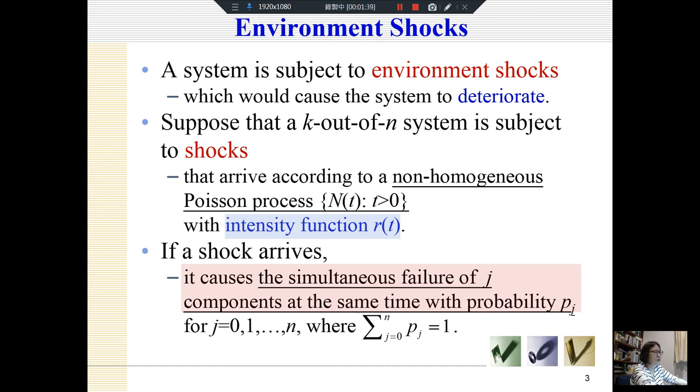This slide talks about environment shock in our paper. A system is subject to environment shock, which would cause the system to deteriorate. Suppose that the K-out-of-N system is subject to shocks arriving according to a non-homogeneous Poisson process N(t), t greater than or equal to 0, with intensity function r(t). If a shock arrives, it causes a simultaneous failure of j components at the same time with probability pj, for j from 0 to N, and the sum of pj is equal to 1. Please refer to it.